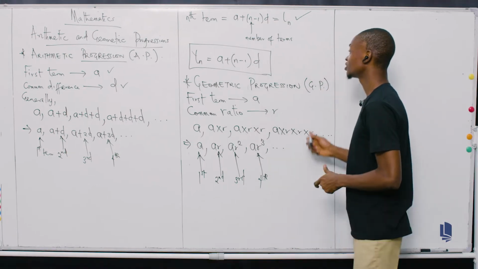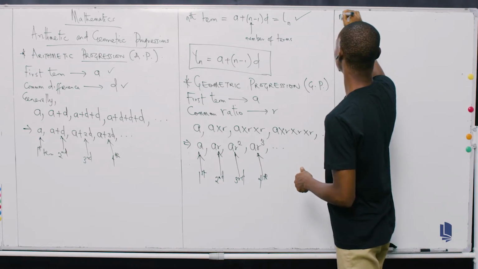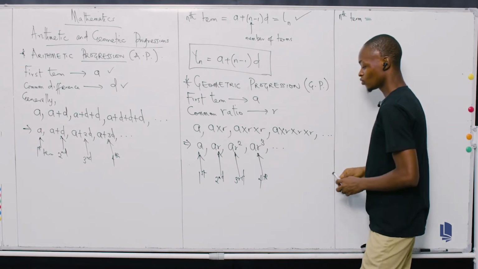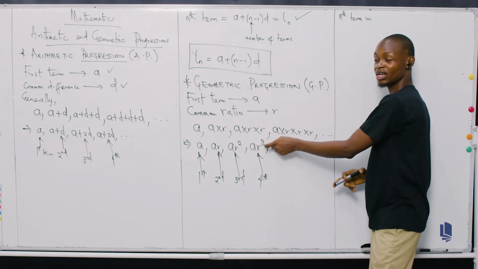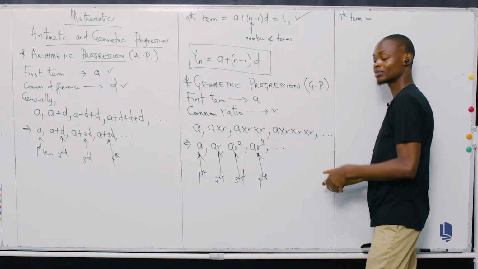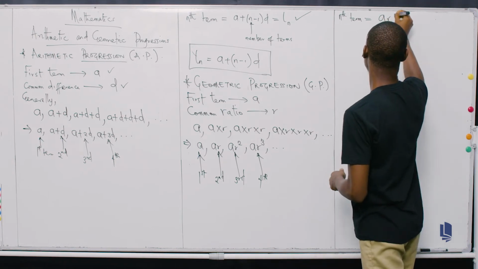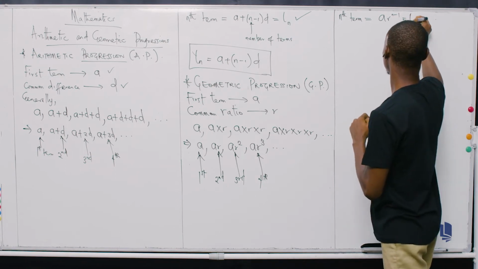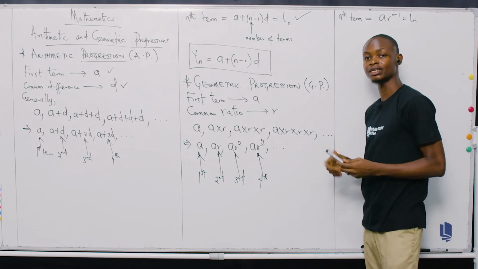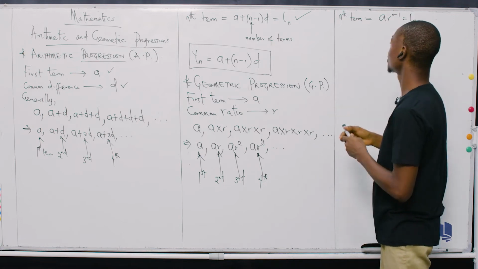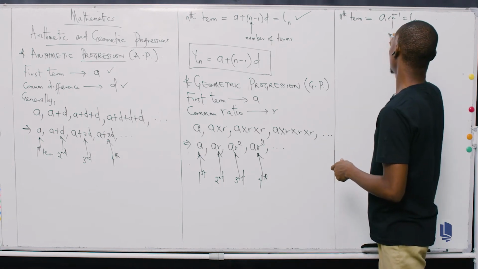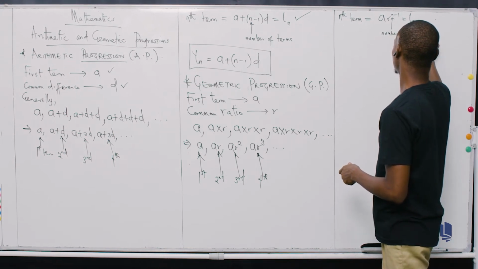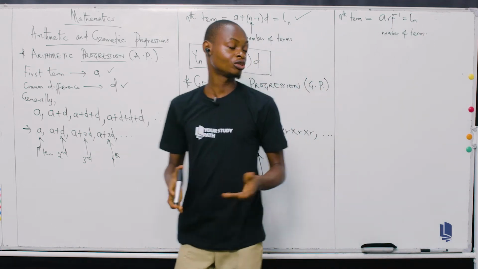What this means is that to generate the nth term, we will now have n minus 1 as the power. That's one less than the term. In that case, we'll have it to be A R raised to n minus 1. And this is called the nth term, also denoted as L n. And from there again, of course, the number of terms, which is n, is an important identity.